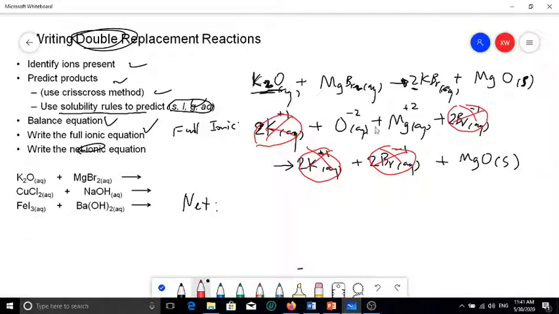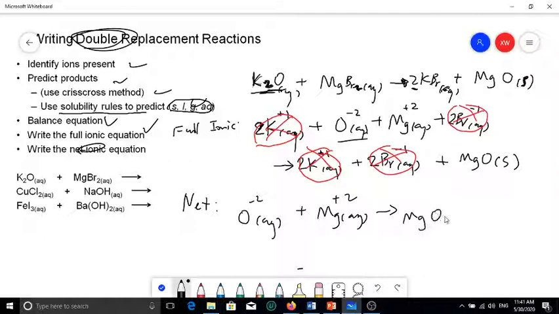Now, whatever is left over is going to be our net ion equation, which will be oxygen -2 charge, aqueous, only one of it, plus magnesium aqueous +2 charge, which is this one. All right, single arrow, and on the other side there's only one solid left. So this is the net ion equation. You can see the net ion equation shows the essence of this chemical reaction. The magnesium and oxide form a product that turned out to be solid, no longer dissolved in water anymore. Okay, so this is the first example of double replacement.